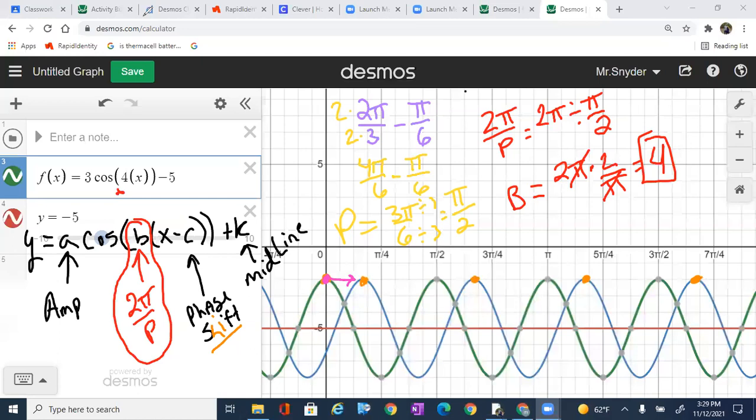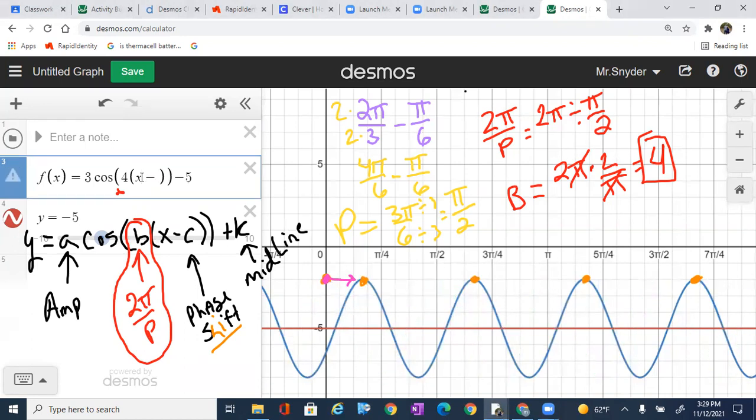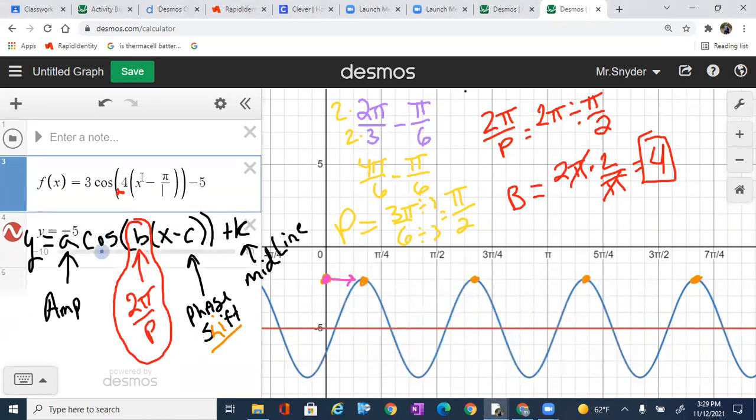So how we're going to do that is I'm going to click on the maximum of this one, which is pi over 6 and -2. What I'm doing is shifting this pink point over to pi over 6. Well, how do I move it right? I subtract. So I put minus pi over 6. Guess what? It moves it over there. Well, some people are like, whoa, how did you pick that one point? Guess what? I can pick millions of points.